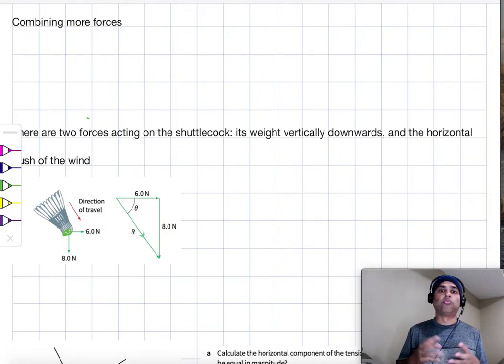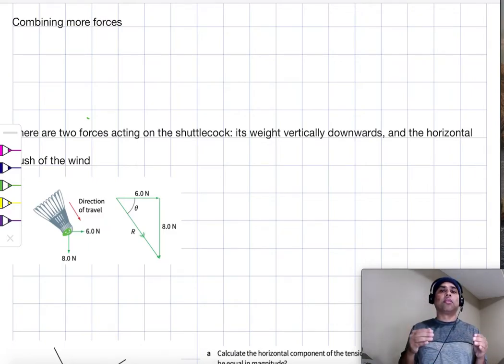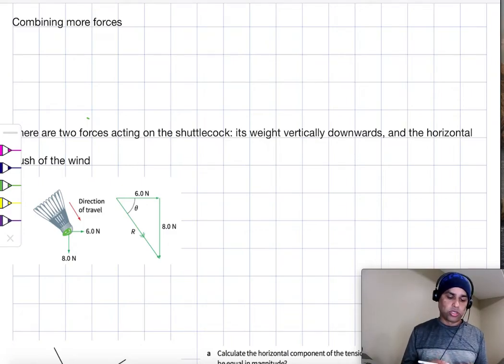Some forces are in the same horizontal direction, I mean the same straight line, some forces are in different directions, and some forces are in multiple directions, right? So we will combine these forces in order to get the total force, which we call the resultant force. Okay, combining forces.